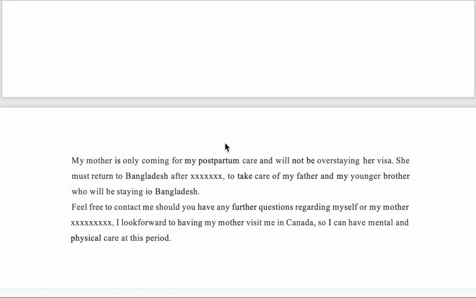She will not be staying in Canada, and she will definitely go back to her country, because my father is not accompanying my mother and he is not coming over here. So she cannot, even if she wants to, stay, because she needs to go back to her country to take care of my sibling and my father. This is the whole idea behind this passage.